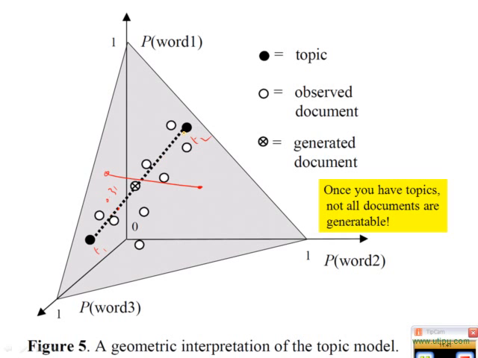It's not like every random document can be generated. If you only have these 2 topics, you will not be able to generate a document that's here. You will never be able to generate it. And conversely, if you mostly are observing documents here, you have no business finding these 2 as the topics.